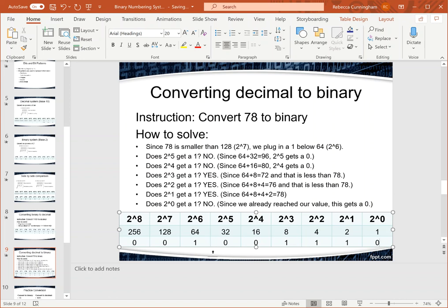So I just solved. And again, you can leave off preceding zeros, but 78 in binary, just to get it up there for you, would be 1, 0, 0, 1, 1, 1, 0. And we did that just by plugging things in the table here.